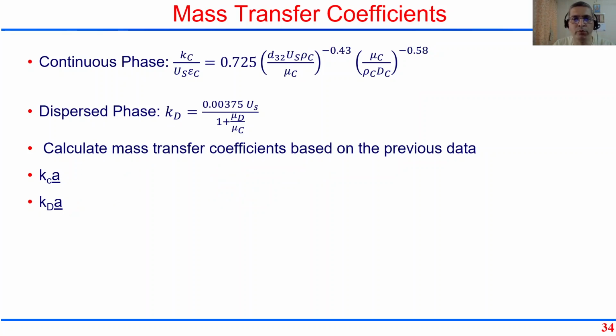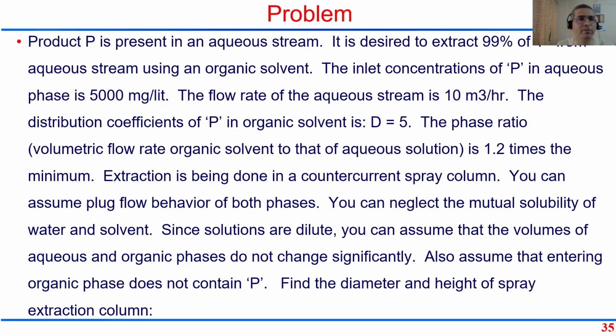Okay, now what we will try to do is to use up all these correlations in a design. So this is the same problem that we took last time. Let's say product P is present in an aqueous stream. It is desired to extract 99% of P from the aqueous stream using an organic solvent. Inlet concentration of P in the aqueous phase is 5000 milligrams per liter. Flow rate of the aqueous stream is 10 meter cube per hour. Distribution coefficient of P in the organic solvent is 5, same as last time. Phase ratio, volumetric flow rate of organic solvent to that of the aqueous solution, is 1.2 times the minimum. We saw last time how to calculate the minimum solvent ratio.